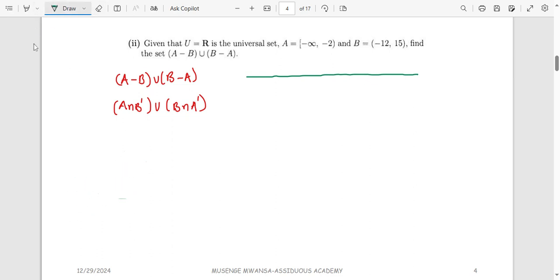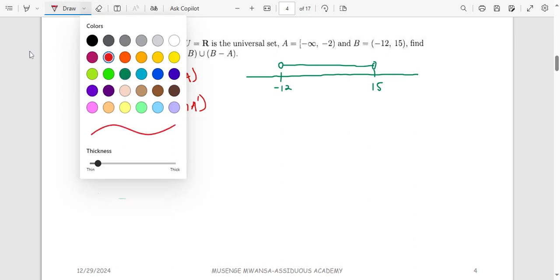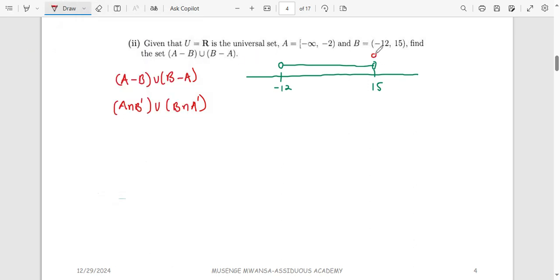Okay, so we can go to our sets. We can start with this part, A intersection B complement. Remember, you always start with the one that has a complement. So I'm going to start with B. The set B is from negative 12 up to 15. Negative 12 is not included, 15 is also not included. So B complement is going to be, here we are going to shade, and here we're also going to shade, going in this direction.